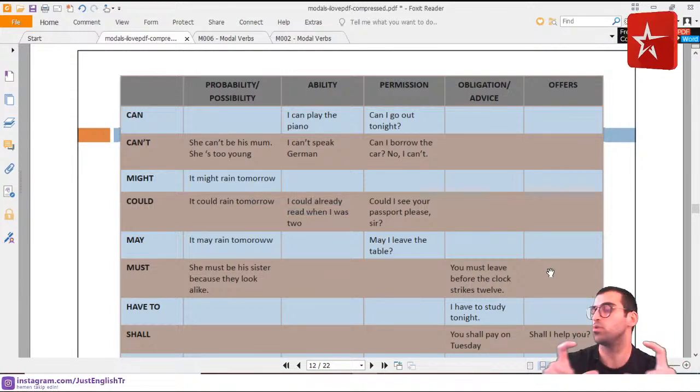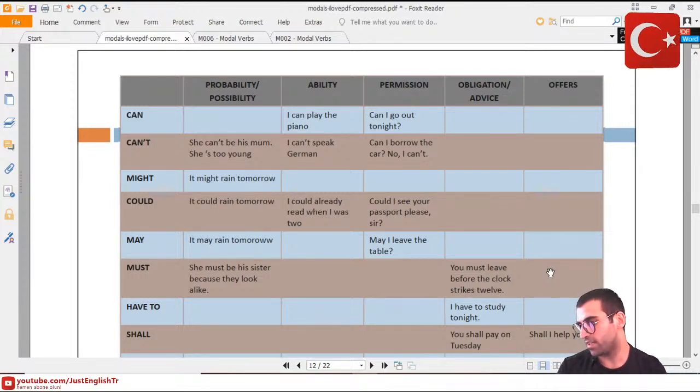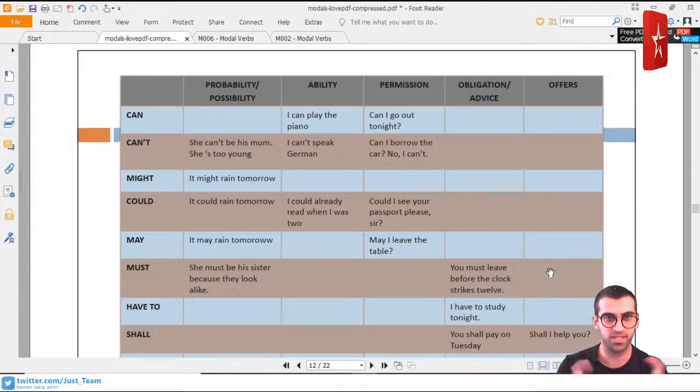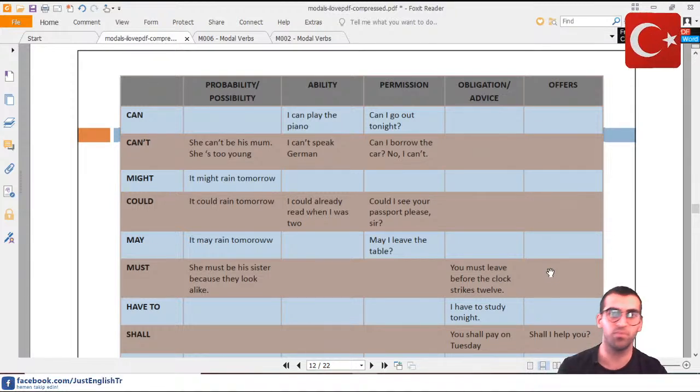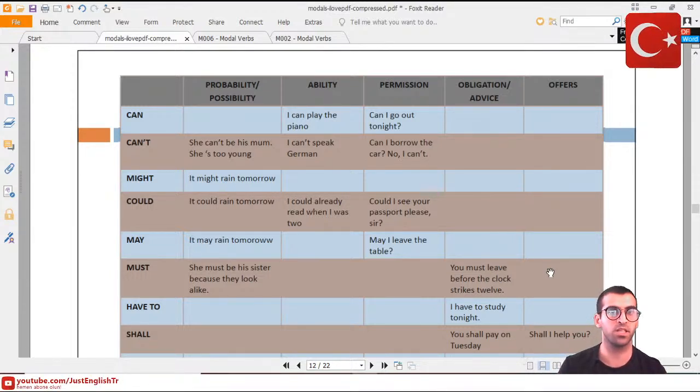Please take a photo of this screen, or you can screenshot. Mehmet Bozkurt and Arten, okay, you have the same problem. Don't worry, I will explain it again in the second part of today's lesson. So please take a photo of today's grammar.